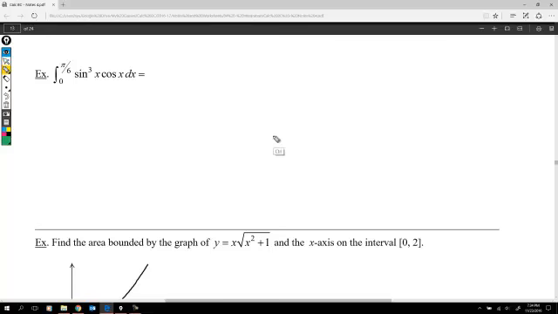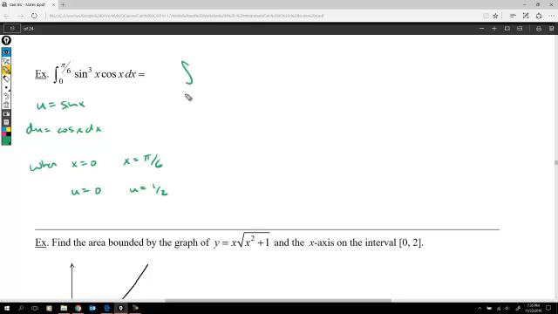Alright, so some more trig. I see that sine is being cubed, so I'm going to let u equal sine. That means du is cosine dx. Again, I'm going to change my bounds. When x is 0 and when x is pi over 6, sine of 0 is 0, and sine of pi over 6 is 1/2.